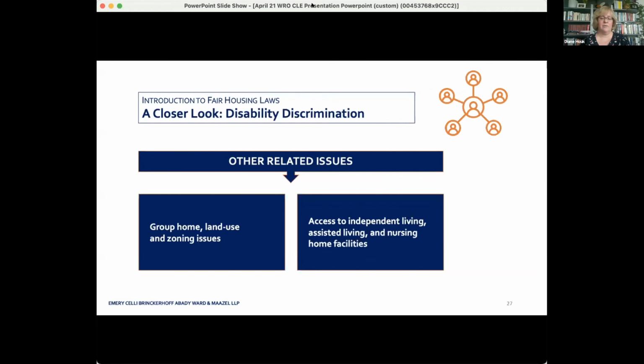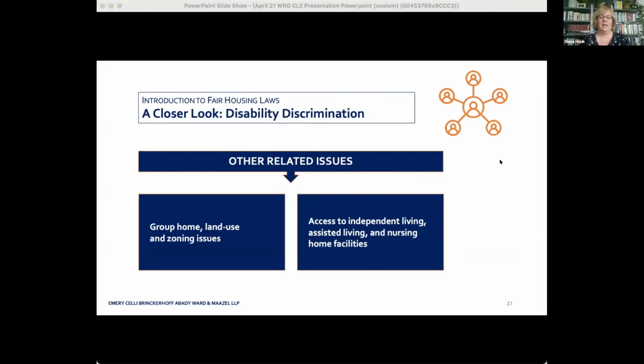And the second category or bucket of disability issues really relates to access to independent living, assisted living, and nursing home facilities, which are the three generic types of retirement communities that fall under housing for seniors or housing for older persons. It's again permitted to say they're adult only and to prohibit children from them.